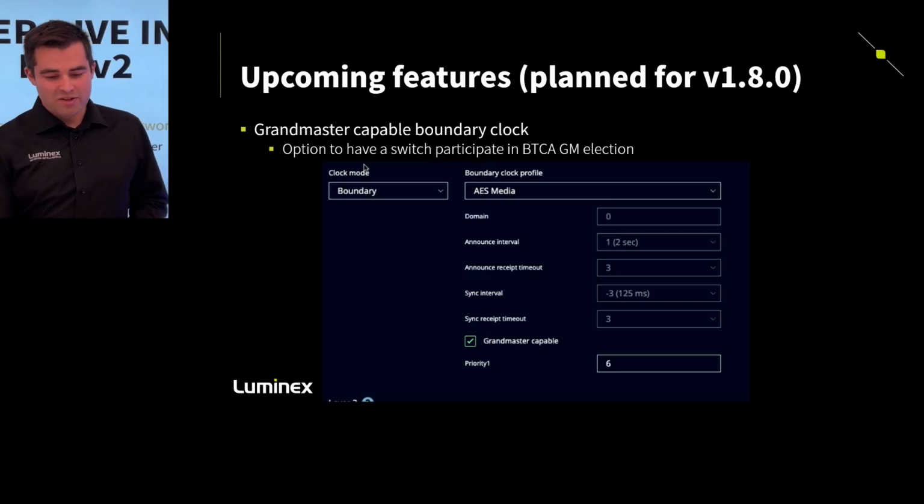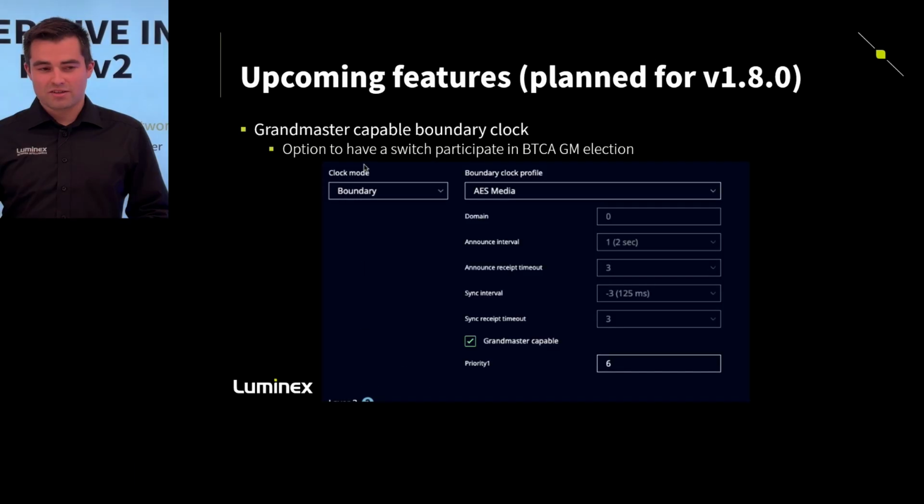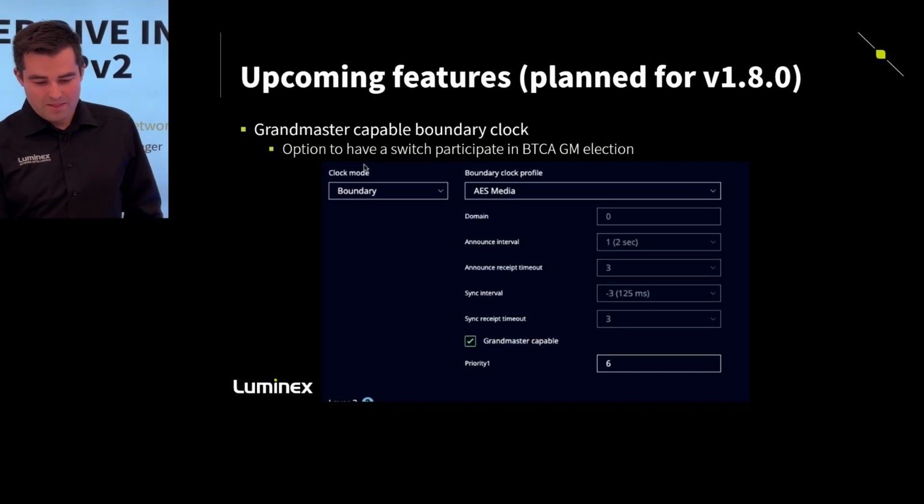You can go to the web interface, select boundary clock. You have to select a specific clock profile. This will not be possible with auto, because auto, as you might remember, was learning the clock parameters from the grandmaster. But if the switch itself is the grandmaster, you need to specify the profile. If you do this, you can enable grandmaster capable mode and configure the priority 1 value. So this way, your gigacore switches can be the time reference for your whole network.